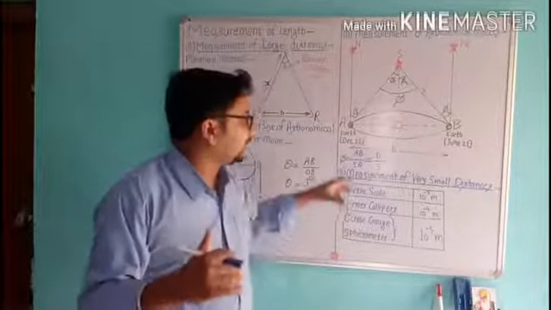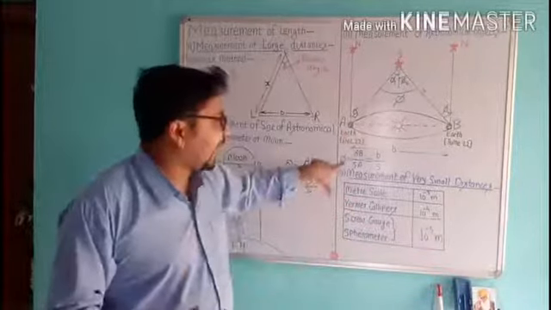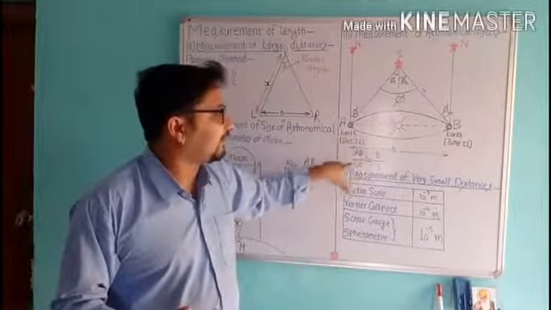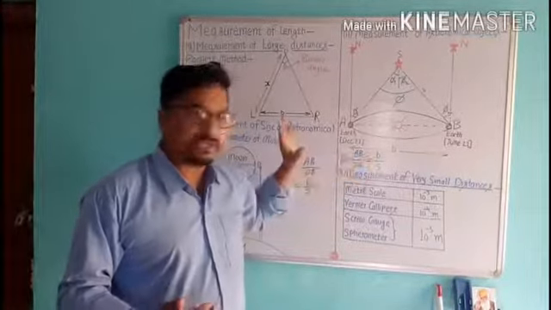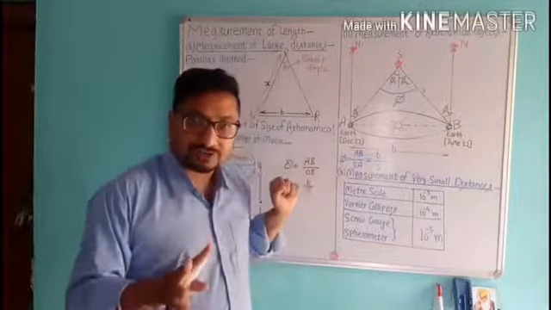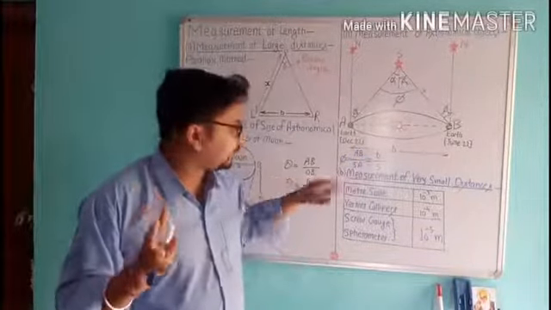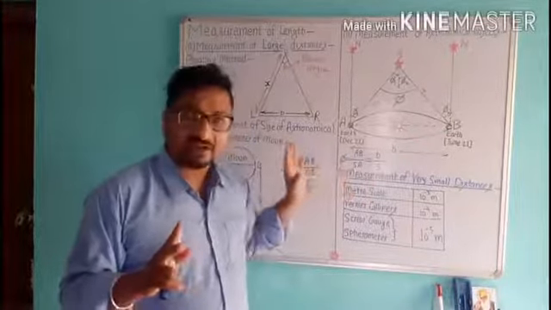Then you know the formula: angle is equal to arc upon radius. Angle phi is equal to arc AB upon radius SA. The value of AB is B. A and B are two observing positions, that means basis. AB is equal to B and SA is equal to S.